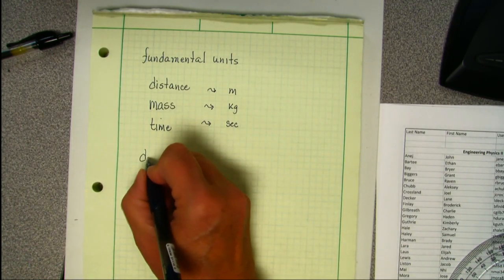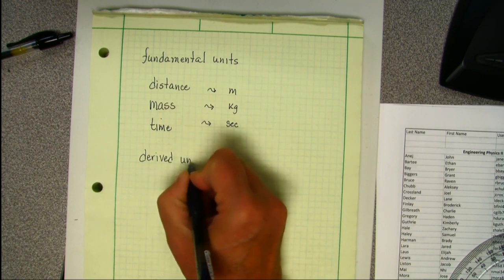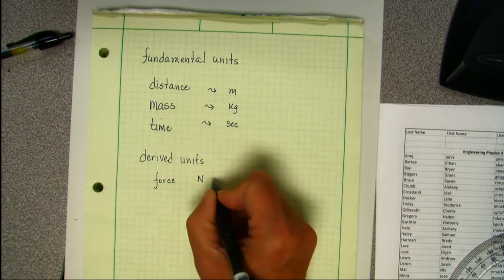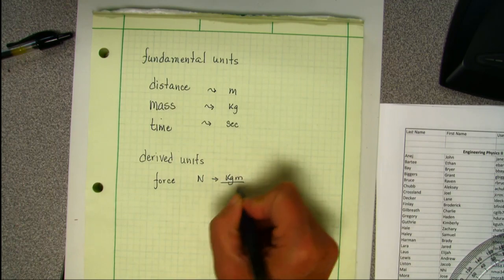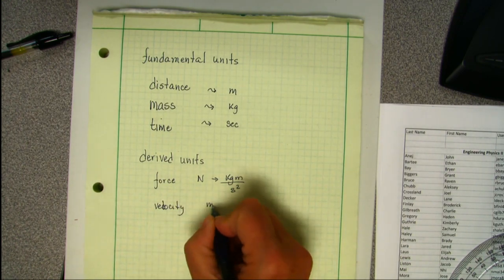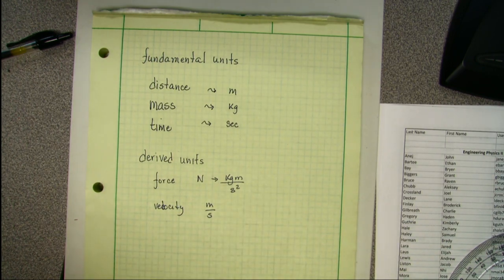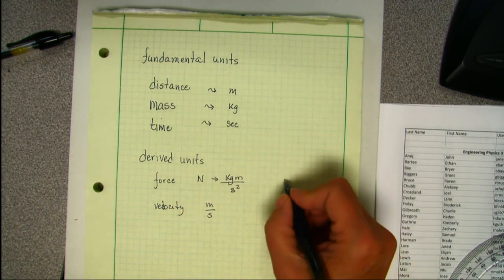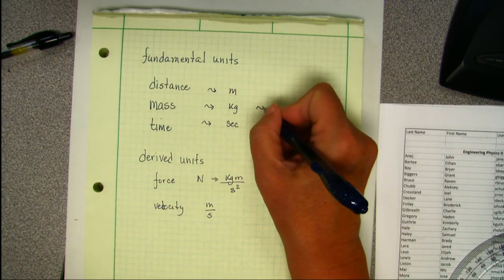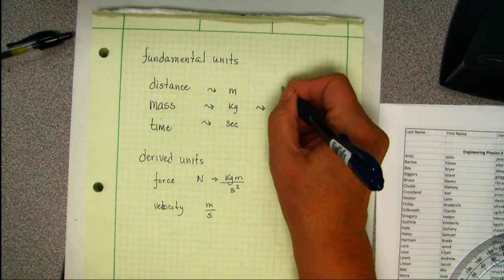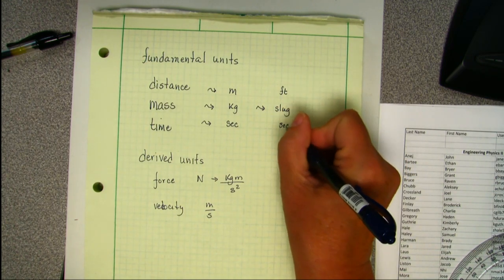Derived units are going to be things like force, which will be a Newton, which is a kilogram meter per second squared. Velocity will be in meters per second. Newton is a weight. In the English system, that's a pound. In the English system, mass is a slug. Distance is a foot. Time is still seconds. That makes life really good.